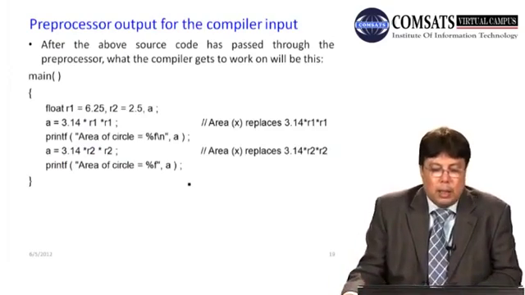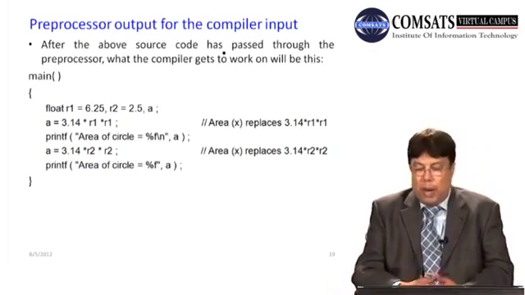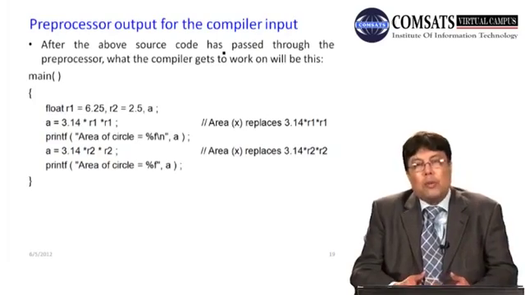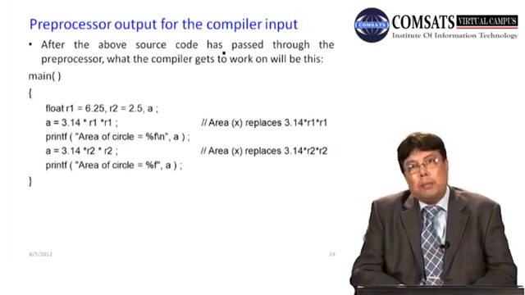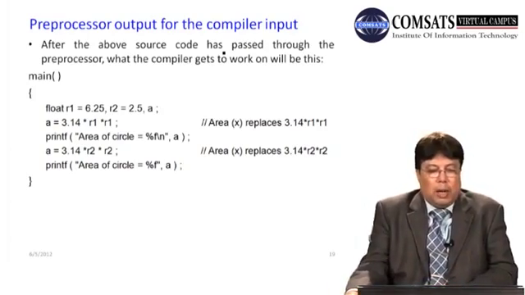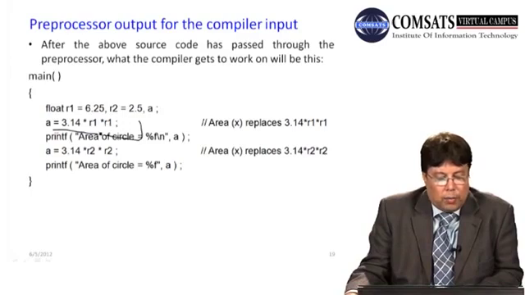When the preprocessor passes the code to the compiler, it should have automatically resolved this issue. It should have automatically expanded the macro template, done the macro expansion, and what the compiler will see is simply this statement: A is equal to 3.14 R1 and R2, and then for area 2 the compiler will see this.